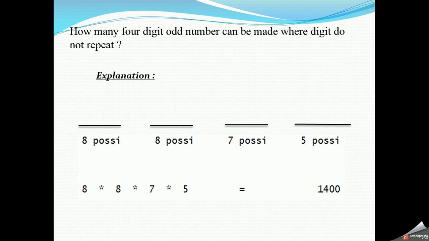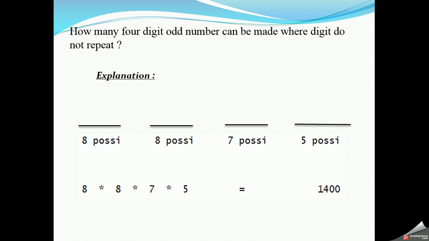Next problem: how many 4-digit odd numbers can be made where the digits do not repeat? Keep in mind the condition that the digits do not repeat. In the previous problem, we solved with repeating digits, but here the digits do not repeat. So the last digit has 5 possibilities, because there are 5 odd numbers: 1, 3, 5, 7, 9. At the last place we use 1 digit, so automatically 1 digit is removed from the first digit's choices. That's why we select 8 possibilities.